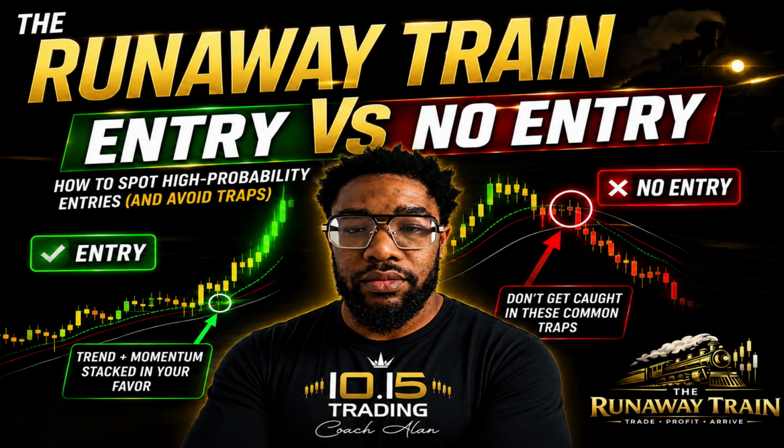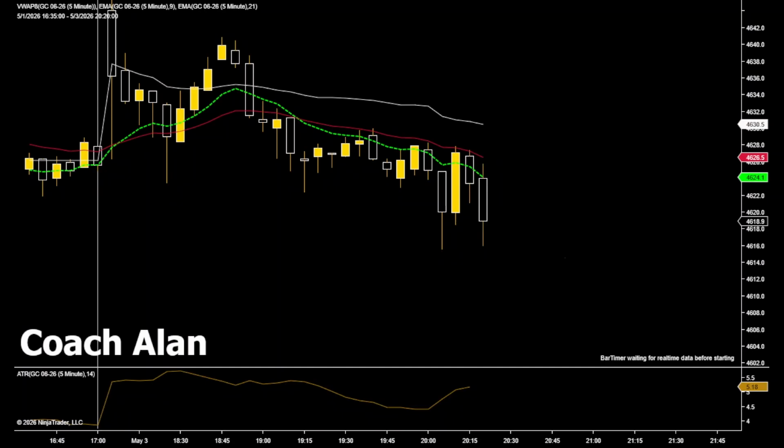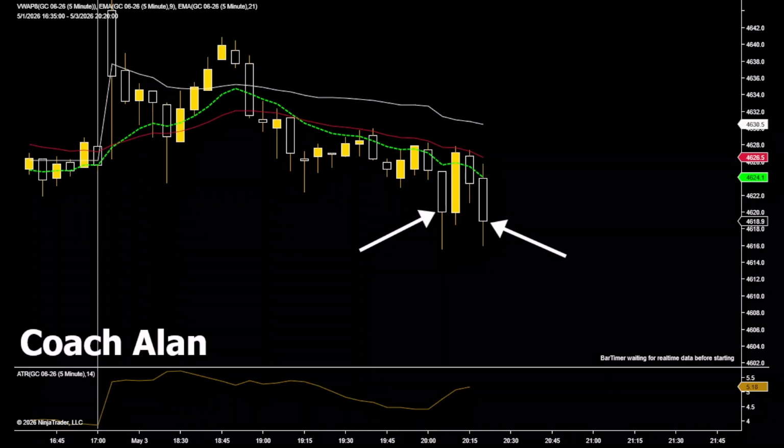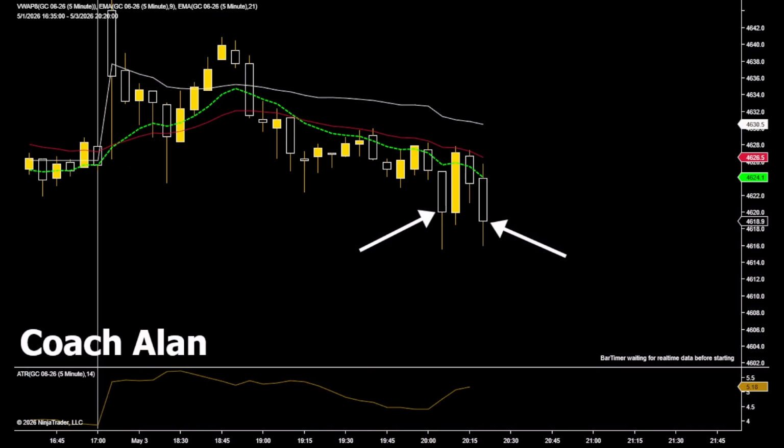Take a look at this screenshot of my runaway train setup. We have two potential entries, one right here and one right here. Now only one of them is the correct entry. Do you know which one? Stay tuned. We're about to get into this video and I'm going to explain to you which one is the better entry and which one is not and why.